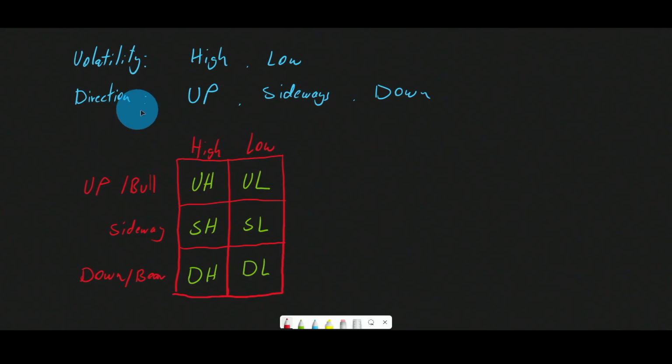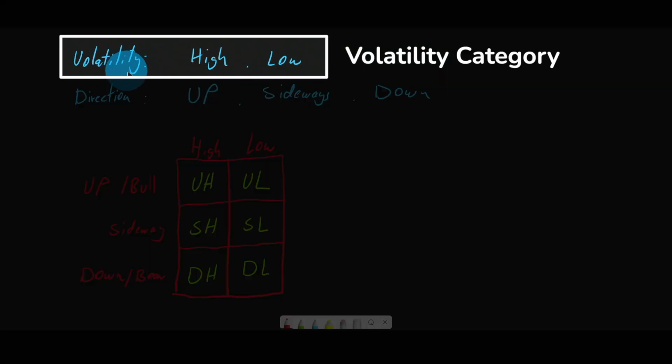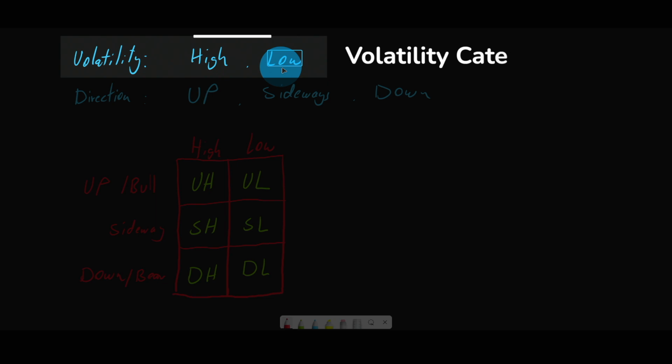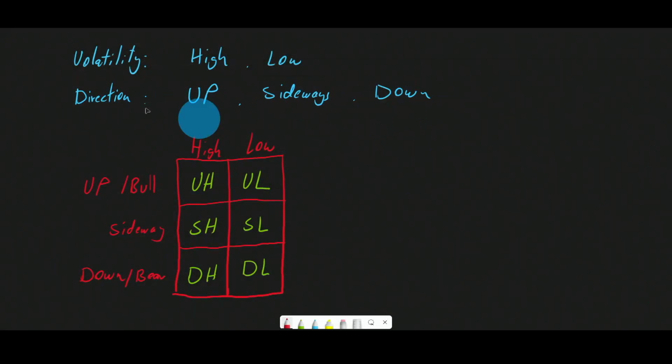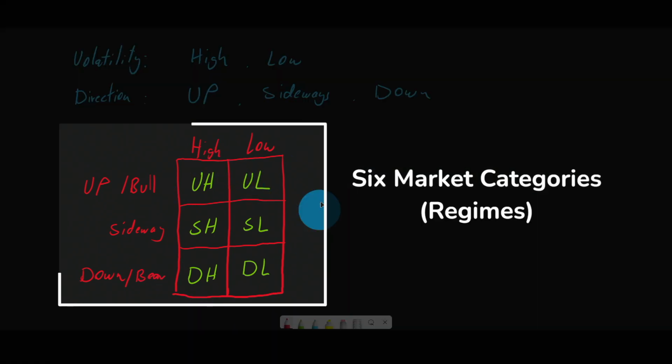So based on that, we can categorize any market into 6 regimes. Here is a chart to illustrate that. You see we have volatility, which is either high or low, and we have direction, which is either up, sideways, or down. And by mixing these two, we get 6 categories. So we can either be in an uptrend with high volatility or an uptrend with low volatility, sideways with high volatility or with low volatility, and downtrend with high volatility or downtrend with low volatility.